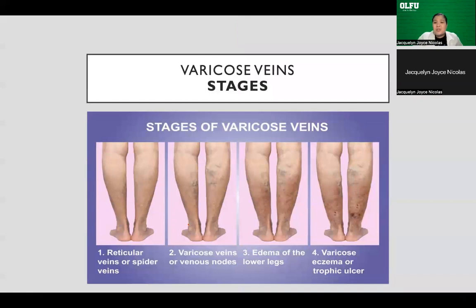Now, varicose veins usually start as reticular veins or spider veins. So, kala mo, may spider veins ako, ganun lang yun. No, that's already the start of varicose veins. That's already stage 1. And then, you can already see varicose veins or venous nodes. Yan, nagiging visible na siya. Hindi na siya basta spider na lang, nagiging snake na siya.